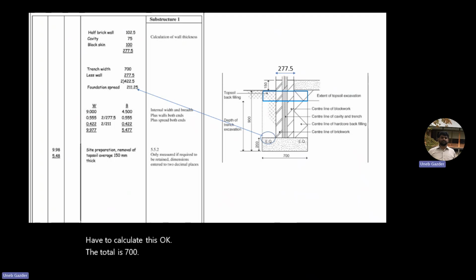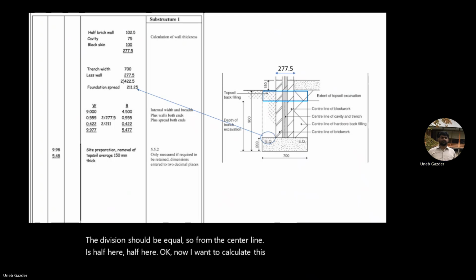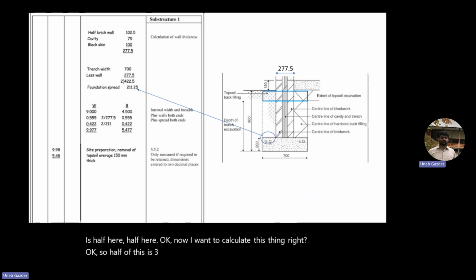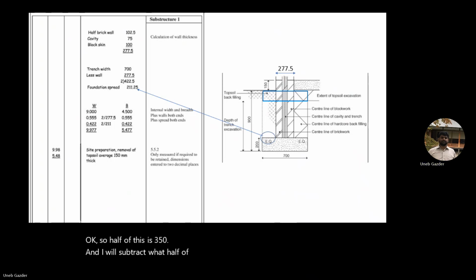And it should be equally divided, right? The division should be equal, so from the center line it is half here, half here. Now I want to calculate this thing. So half of this is 350, and I will subtract half of the wall, right? Or what they are doing, same thing, is taking 700 total minus 277.5 for the wall.